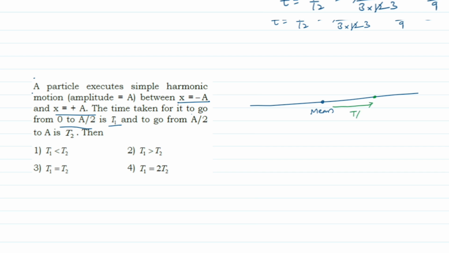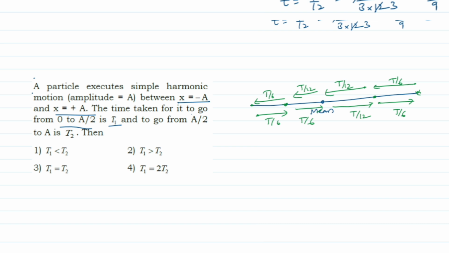Here this is T by 12. The midpoint of mean to the extreme position will be T by 6, and again from the extreme position to the next point will be T by 6, and again on this side will be T by 12. For this half of the amplitude you get T by 12, and for each of these other portions you get T by 6. This is a fundamental chart to remember, students.